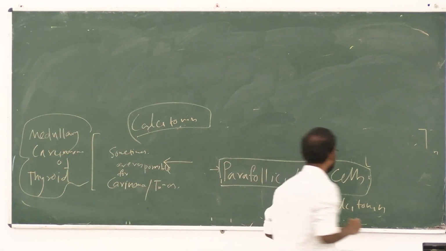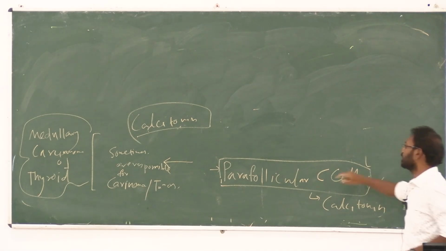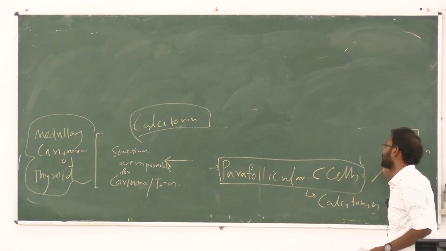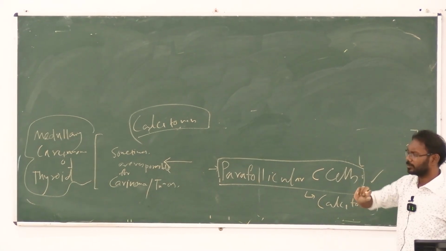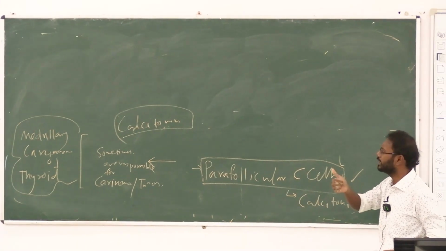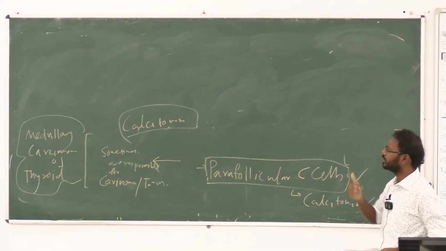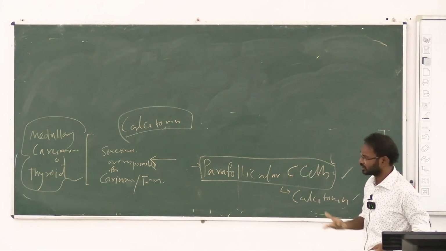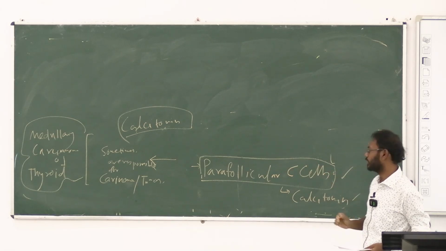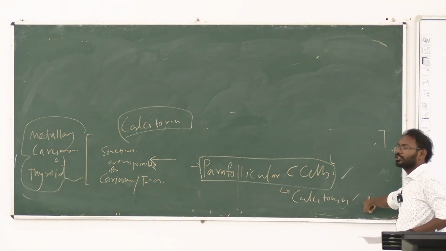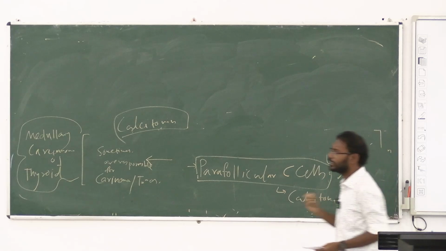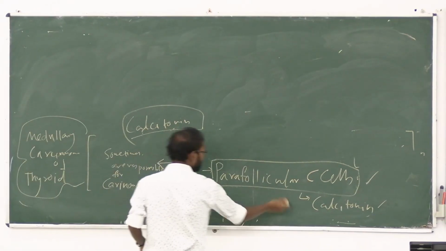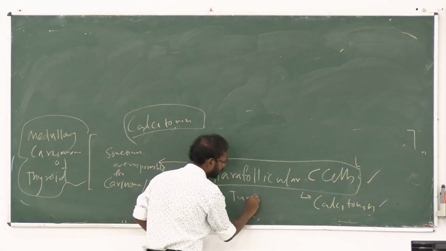How? Now, this parafollicular C cell cancer means overactivity, overactive parafollicular C cells. So if calcitonin level is deranged or increased very much, you can understand that maybe there is a chance of medullary carcinoma of thyroid. This way calcitonin can act as a tumor marker for medullary carcinoma of thyroid. So calcitonin can act as tumor marker.